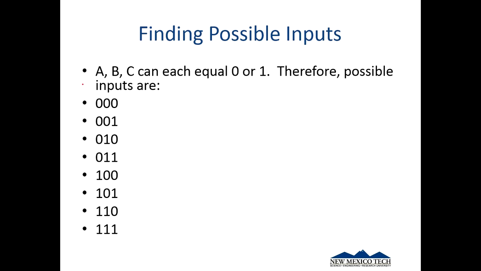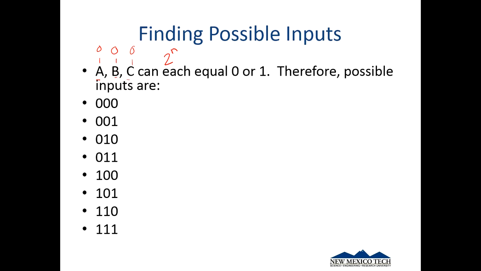We've got an A, which is either a 0 or a 1. We've got a B, it's either a 0 or 1. I've got a C that's either a 0 or a 1. And what I've done here is I've listed all the possible combinations of A, B, and C. The possible number of combinations is 2 to the n, where n is 1, 2, 3.